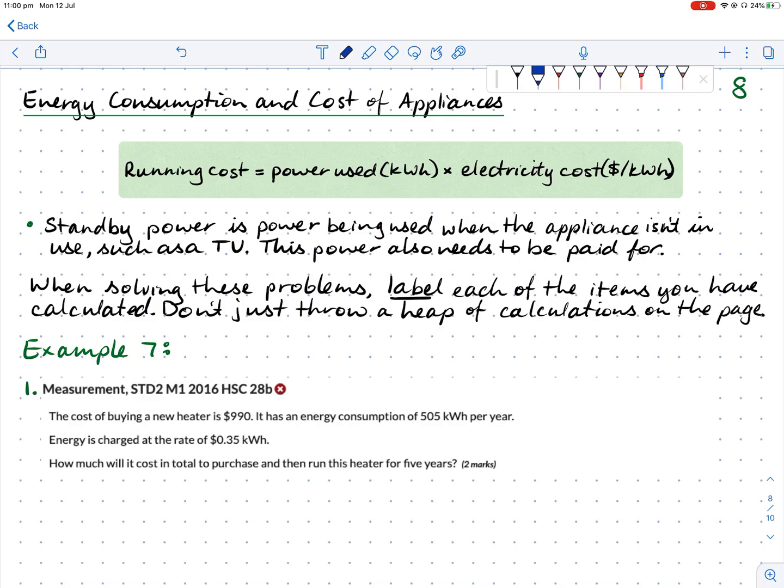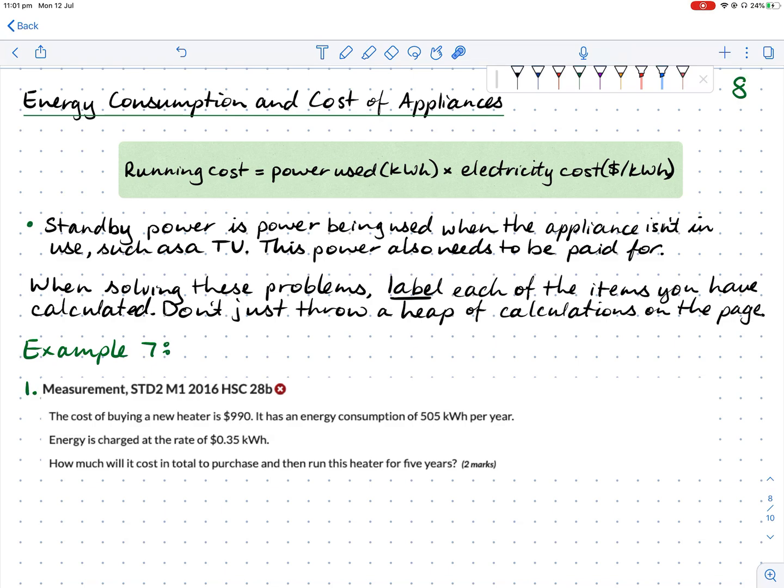What we're now looking at is finding the cost of running certain appliances. Just another quick reminder, if we want to work out the running cost, so how much it costs to run something, we're going to work out the power used of that item, and we're going to calculate that in kilowatt hours multiplied by the cost of the electricity. And if we want our answer in dollars, we need to make sure our units are dollars per kilowatt hour.